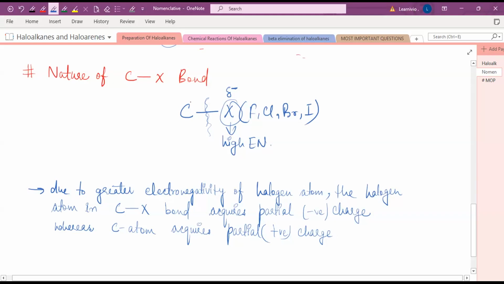On the other hand, this carbon is an electropositive element, so it will have a partial positive charge. Always remember this. Why does this happen? Due to the high electronegativity of the halogen atom in the carbon and X bond, it acquires the partial negative charge, and on the other hand, this carbon acquires the partial positive charge. Got it? So that's the nature of the C-X bond.